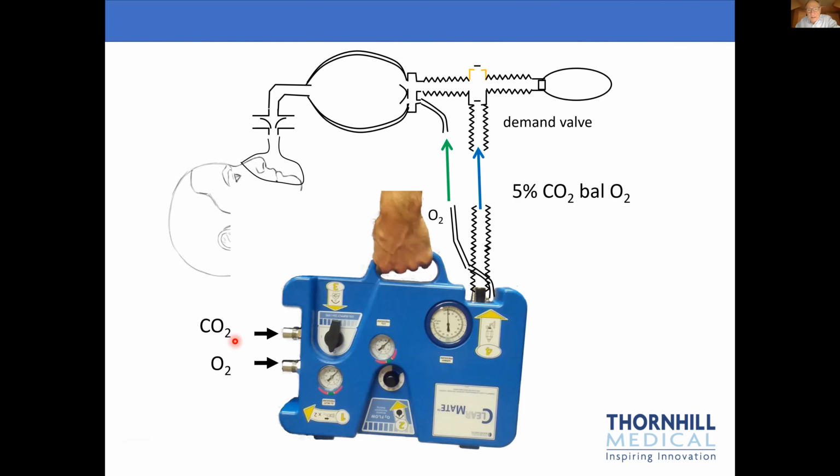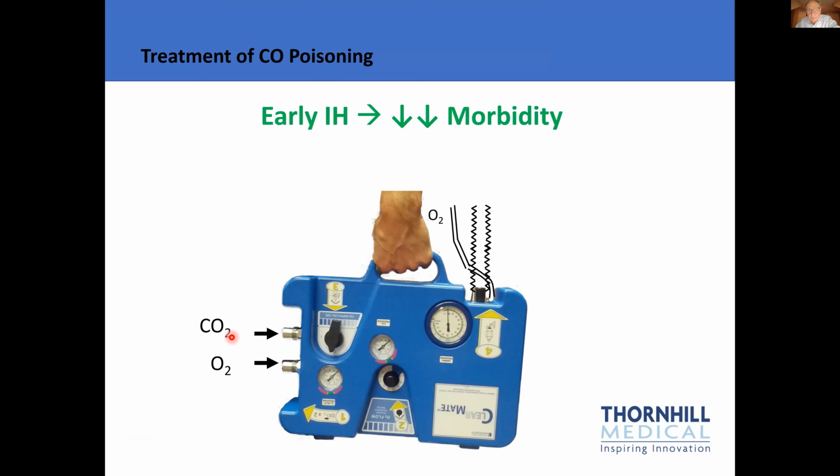So this is the system, a self-inflating bag with a device that provides you with 5% CO2 balanced oxygen and very sparingly uses the carbon dioxide. And early IH markedly decreases the morbidity, as the study from China shows. And there are no foreseeable side effects. You don't lose anything. In the worst case scenario, the patient gets 100% oxygen anyway.